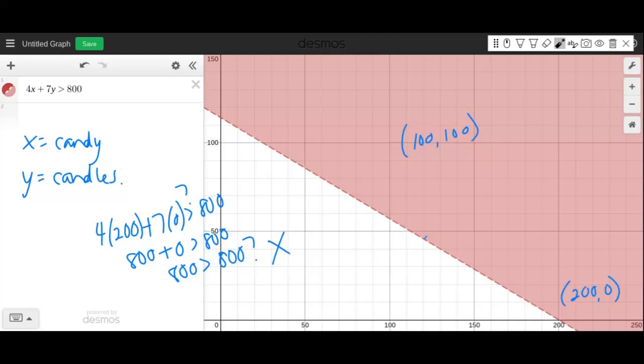But in this case, anything in the shaded region would be a solution and would make the inequality true and would work for the scenario. Anything on the line in this case, as well as in the non-shaded area, would not be a solution here.